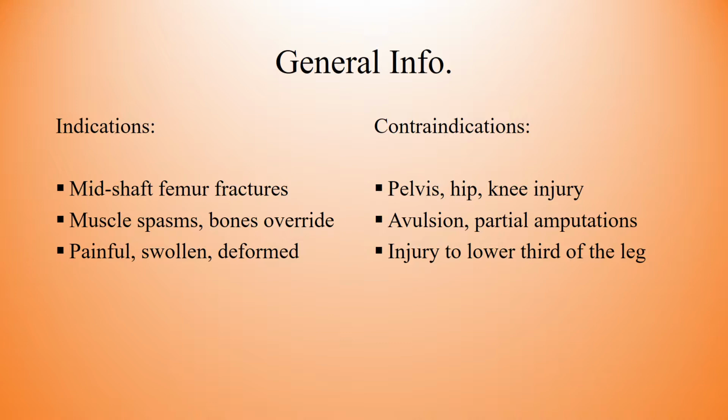Contraindications for applying the leg traction splint are a pelvis, hip, or knee injury. You do not want to place the leg traction splint on a patient who has any of those injuries. It could cause further injury and excruciating pain. Also, an avulsion or partial amputation, because applying traction can actually separate the extremity, and also an injury to the lower third of the leg that would interfere with applying the ankle hitch.